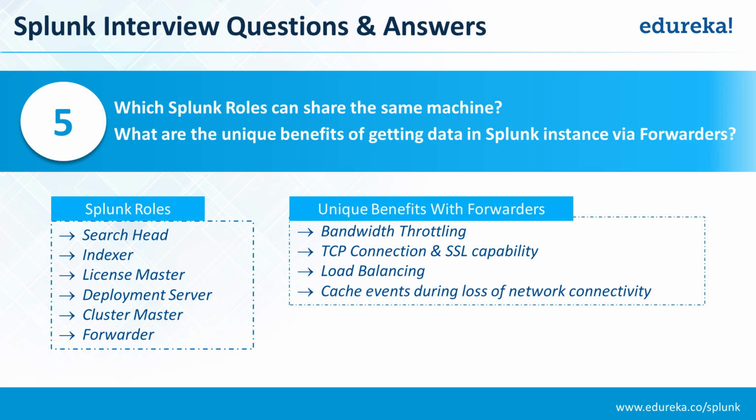This gives you the benefit that your UDP connection is now converted into a TCP connection, which is connection oriented. Apart from that, you also have the additional capabilities presented on the screen, like bandwidth throttling, TCP connection, and SSL capabilities. You can secure your communication between a forwarder and an indexer as well. You also have an out-of-box, free-of-cost capability of load balancing. So in case one indexer is down due to a network outage or maintenance, the data can always be redirected to another indexer instance in a very short time.